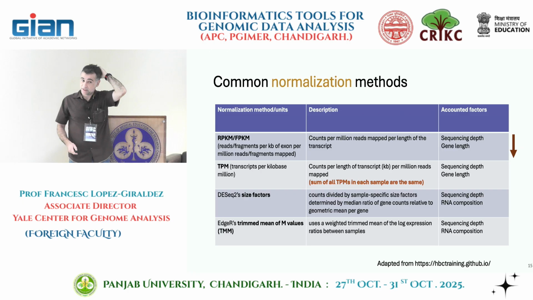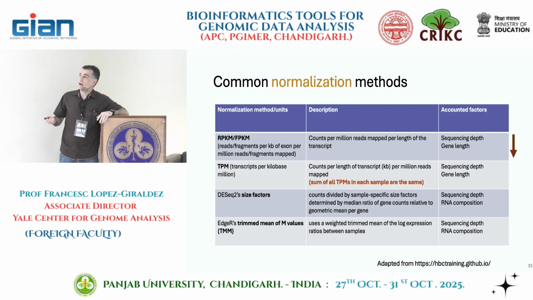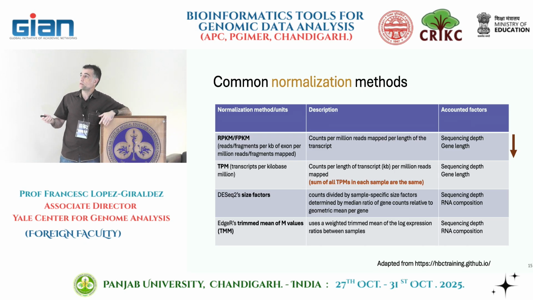So here I'm listing some of the common methods and units of normalization. You probably have heard, and I definitely did when I started doing transcriptomics, that the most common ones are RPKMs and FPKMs. You've still heard them, right? We use them less and less now because we see problems with them. But this is probably one of the most common ones we've had for the past 20 years.